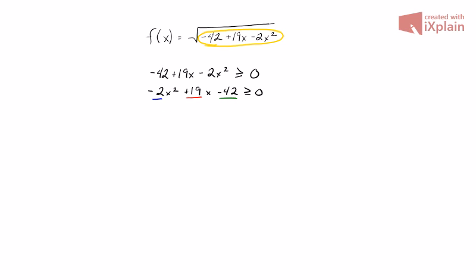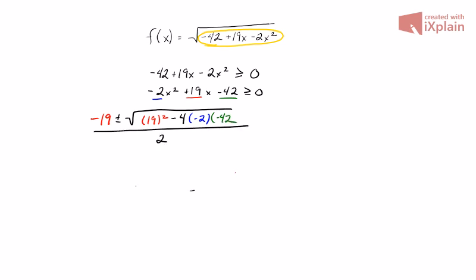So when we set this up, we're going to do a negative b plus or minus the square root of b squared minus 4 times a times c all over 2 times a.